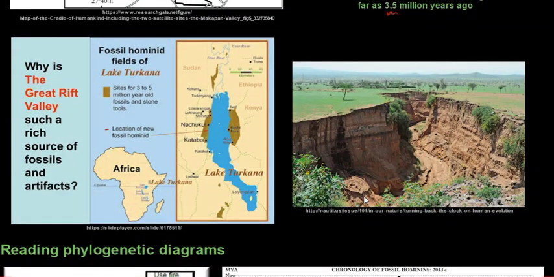Then just to show you the Great Rift Valley, it's in East Africa, and this basically is what it looks like. The reason they find so many fossils there is that the area is very rich in water, and that would have obviously attracted all sorts of animals and these early hominin beings. Then they got buried over time, and as this rift enlarges, they get exposed, and then archaeologists find them.